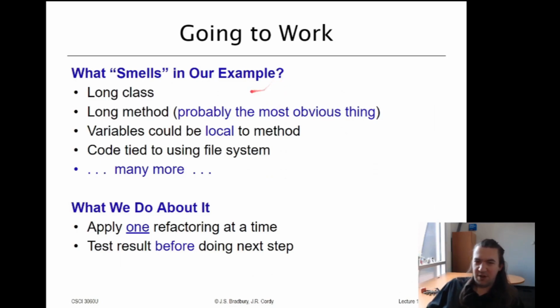Now, what smells in that example I showed you earlier with the code replacer? Well, the class was super long, because it was a long method, which is really obvious. There are a few variables in there that were used in the method but not really useful elsewhere, so why do they need to be outside of the method? They don't. It's tied to using the file system, that kind of sucks, and there's a lot more. So how do we fix it? We pick one refactoring, we apply it to change the code, we test to make sure nothing's broken, and then we keep going. So let's give it a shot.